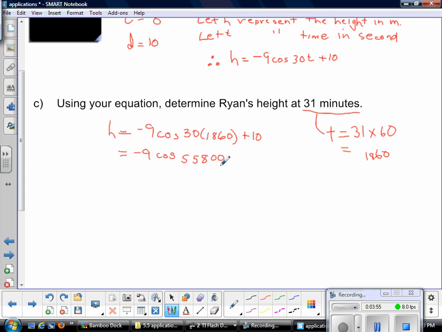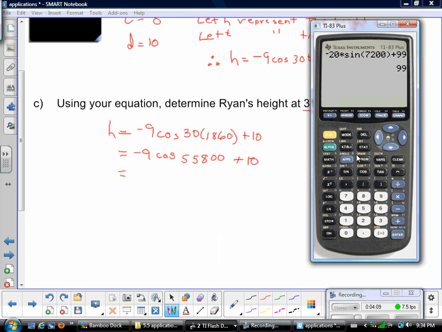So that's the cos of 55,800 plus 10. Now, if you have a good calculator, you don't have to do that, but as I said, I don't trust everyone's calculator anymore. Okay, up comes my calculator. I'm going to clear the memory there. So I have -9 cos 55800, close the bracket, plus 10.